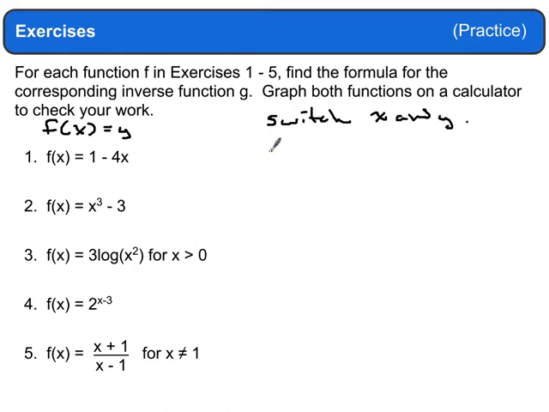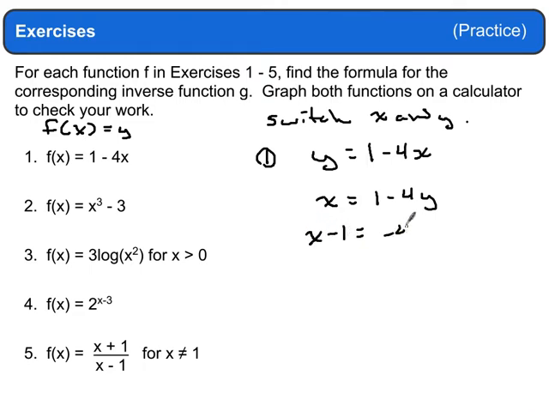So if we did number 1, we'll just mark number 1 to refresh what we're talking about. We're going to write y equals 1 minus 4x. So I want to find the inverse to this. So what I'm going to do is follow my theme. I'm going to switch x and y. So my y is going to become an x, and my x is going to become a y. And at that point, we're just going to solve for y. So I'm going to minus 1 to the other side, so I get x minus 1 equals negative 4y.